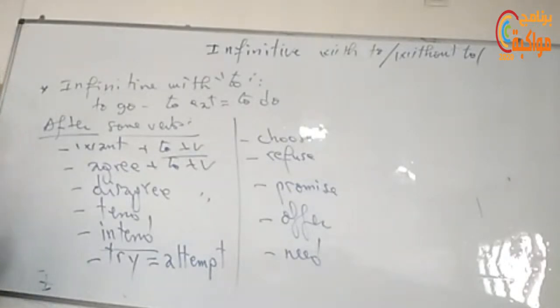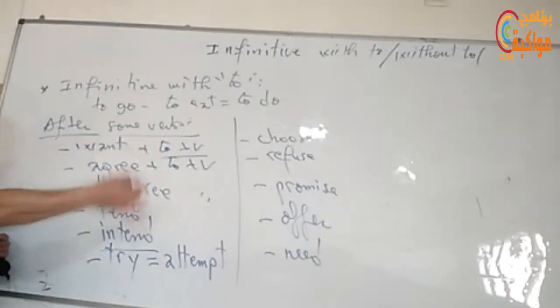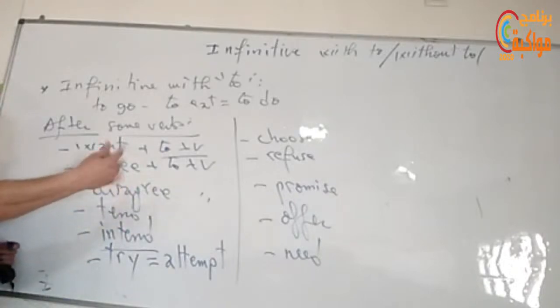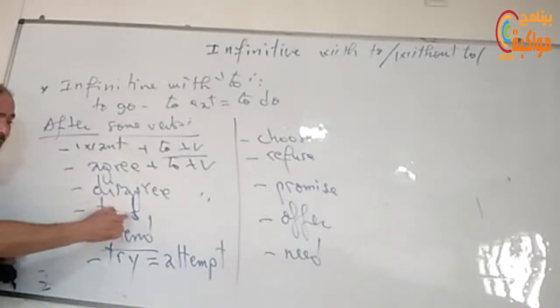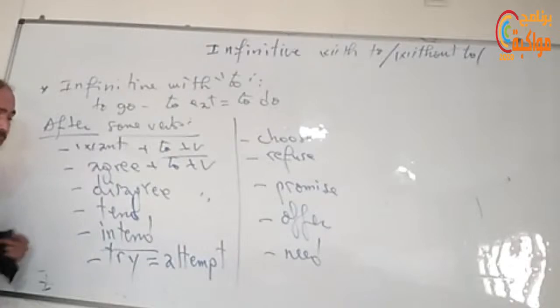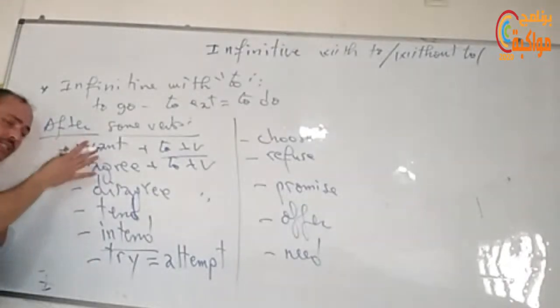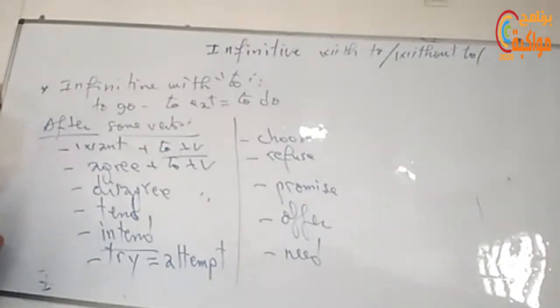So we use infinitive with to after such verbs. So I want to go. I agree to sign with you this agreement. I disagree to do something with you. I tend. I have a tendency to do something. I like something to do it, right? I tend to do this, right? And intend means intention. I have the intention to do something.